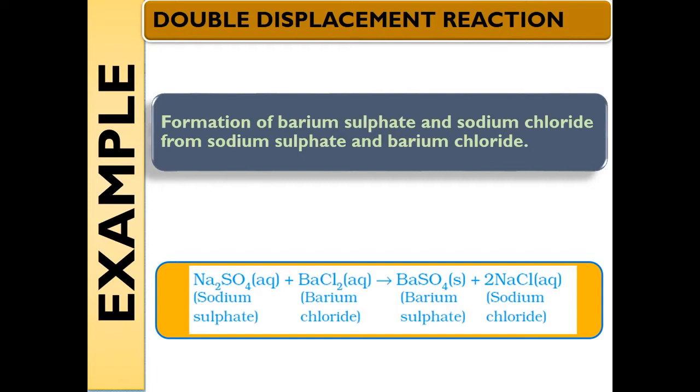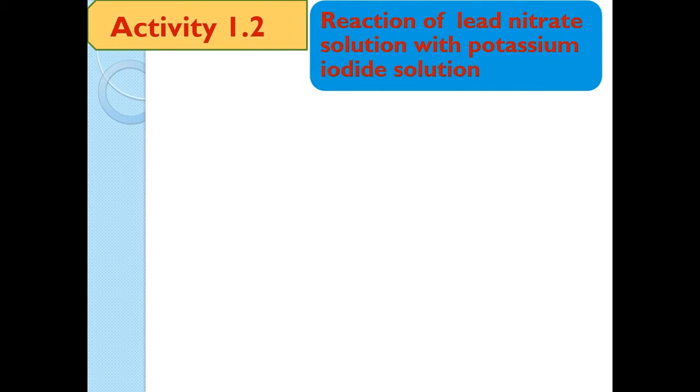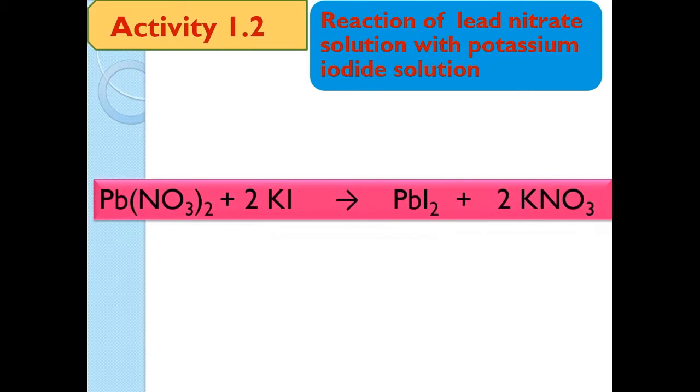You can see mutual exchange of ions between two reactants to form two new products, and both of these products are ionic in nature. Now recall activity 1.2, reaction of lead nitrate solution with potassium iodide solution. Reaction goes something like this. You may be remembering this activity because you saw here beautiful yellow precipitate of lead iodide.